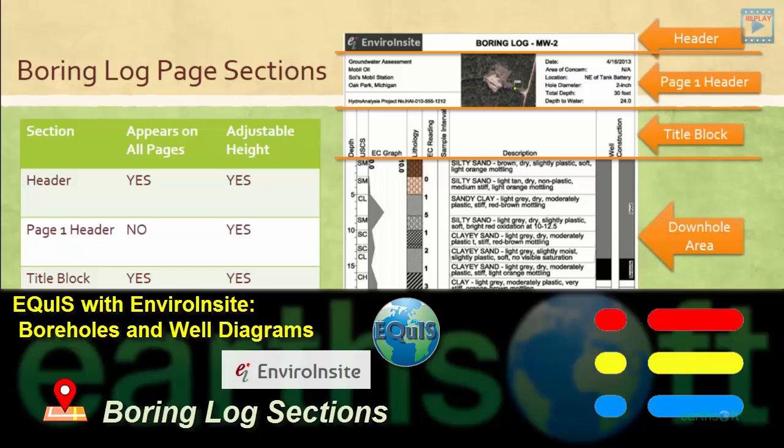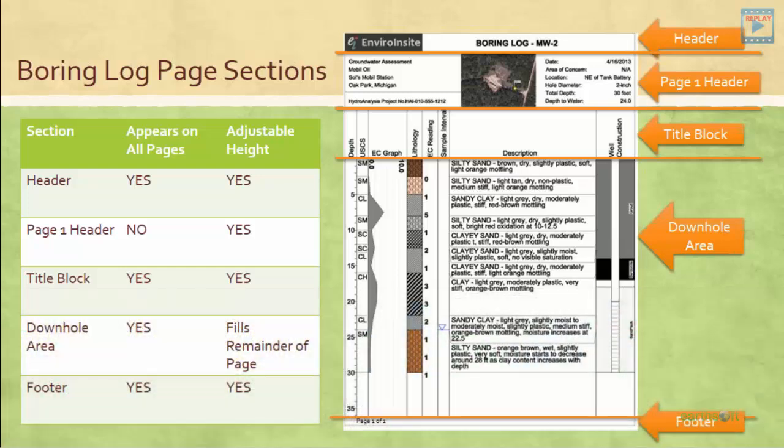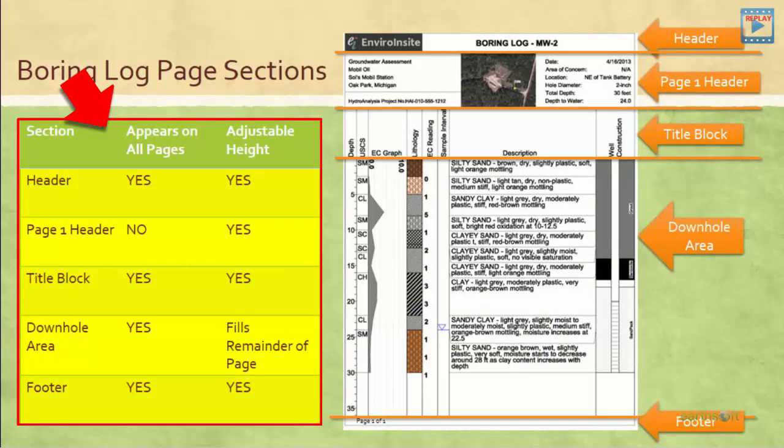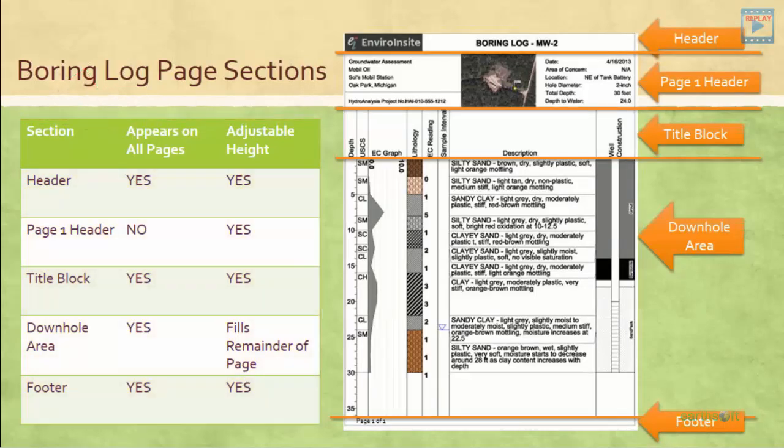There are 5 sections within the boring logs: a header, page 1 header, the title block, the downhole area. The size of these is adjustable, so you can assign the size for the log that you want to create. The page 1 header, as the name implies, would only show up on page 1. So there may be information that would be redundant if it appeared on page 2, page 3 and page 4, and you only want to see that on page 1. You put that information within the page 1 header section.